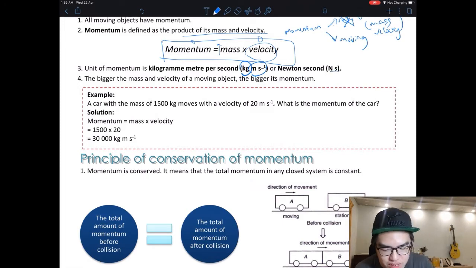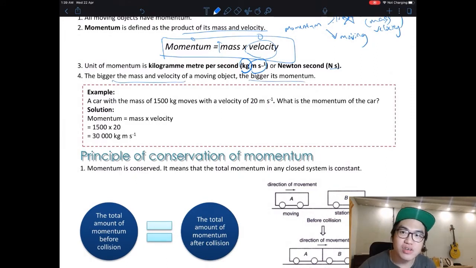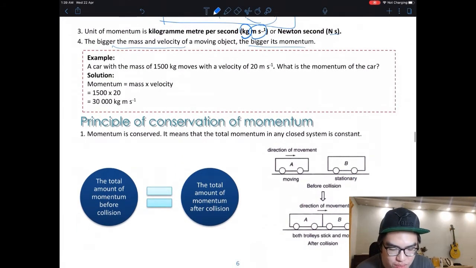So the bigger the mass and velocity, the bigger its momentum, like I said just now. Heavier object, higher momentum. Faster object, higher momentum. Let's look at the example. A car with mass of 1500 kg moves with velocity of 20. What's the momentum? So 1500 times 20, you get 30,000 kg ms minus 1. That's all.